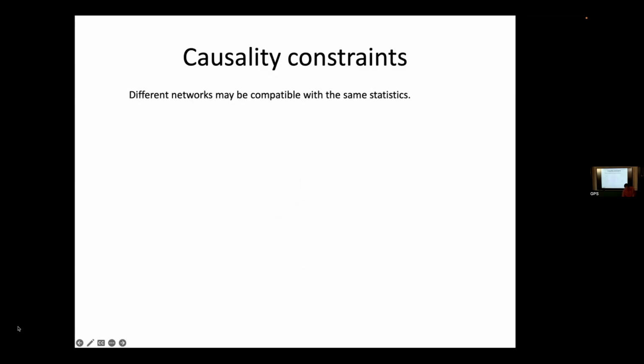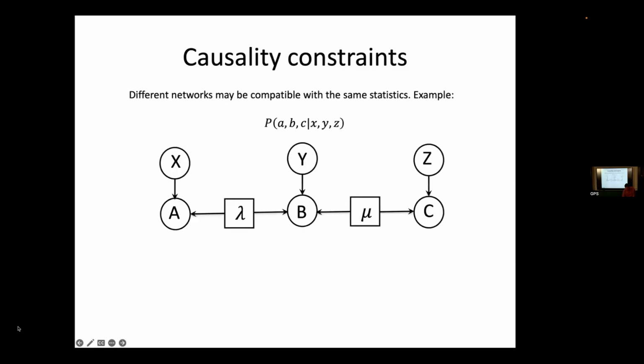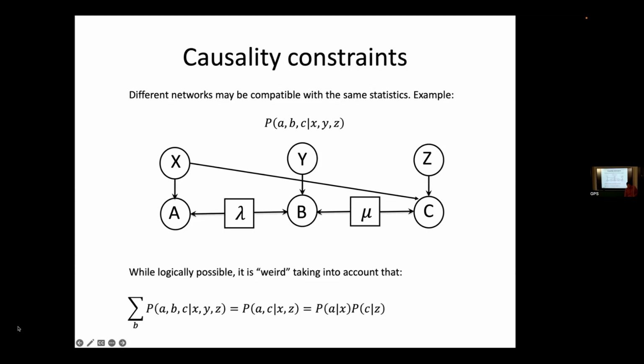And of course, different networks might be compatible with the same statistics. So if I come back to this situation, let's assume I have some observed correlations that are compatible with these causal patterns. It's of course also compatible with this causal pattern. You only have to think that this guy, for instance, forgets X. I cannot tell the difference. Of course, if I add more arrows, this is still possible. It's possible, but it's a bit weird.